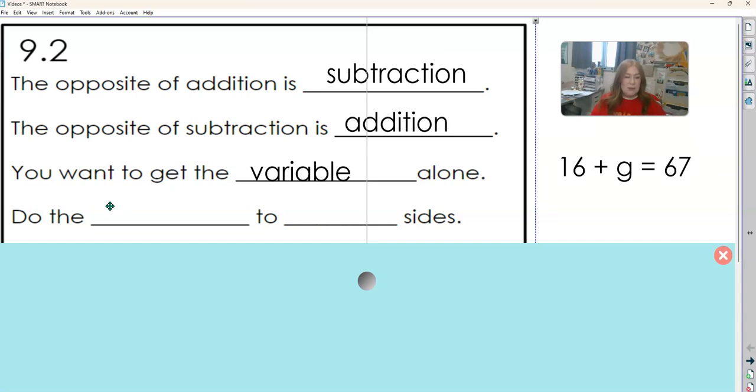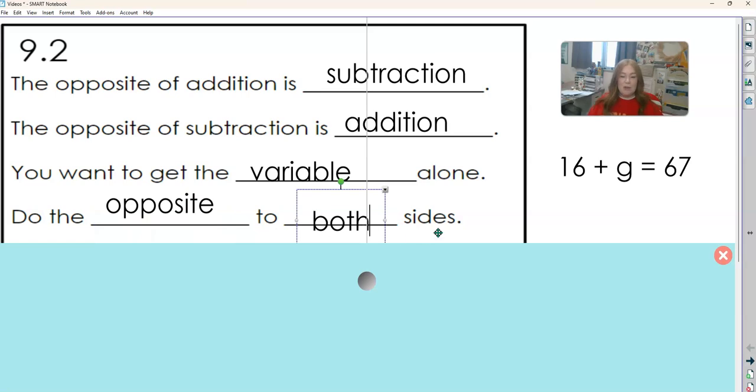So what we want to do is do that opposite. We're doing the opposite of the problem we have, and we're going to do that to both sides of our equation. So we're doing the opposite to both sides. Let's take a look at what that looks like.